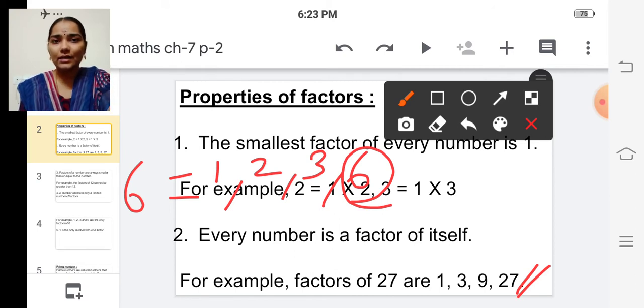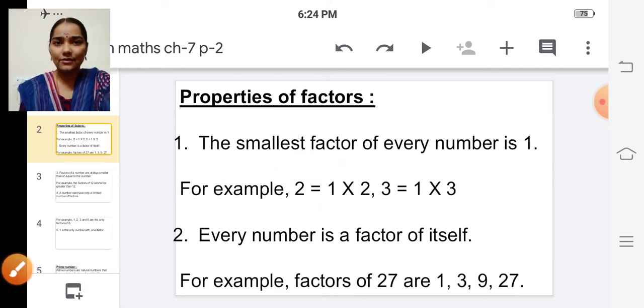Children, if you take any number and find the factors of that number, the number is present there. The number will be present in the factors. So, every number is a factor of itself.